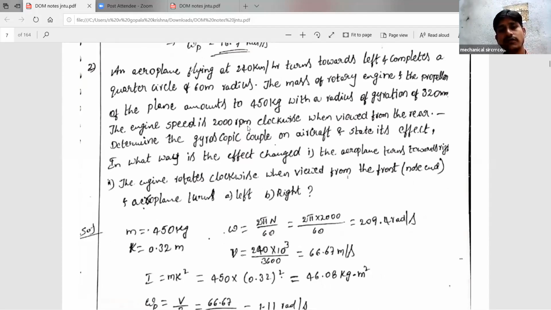So when we know the speed value, then we simply find our angular velocity, that is omega. Omega equals 2 pi N by 60. Then we simply find our omega.